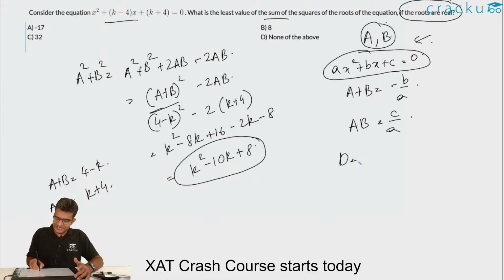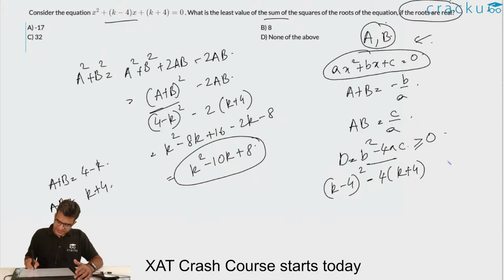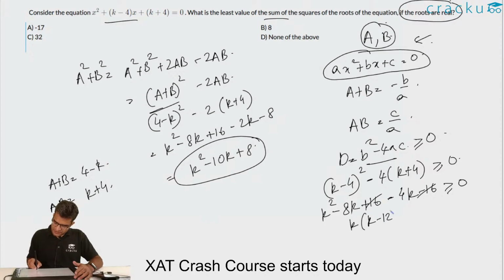The discriminant d is equal to b square minus 4ac. For the roots to be real, this has to be greater than or equal to 0. In this particular case, the value of b square minus 4ac is (k minus 4) whole square minus 4 times (k plus 4). This has to be greater than or equal to 0. That would be k square minus 8k plus 16 minus 4k minus 16 has to be greater than or equal to 0. Or k into (k minus 12) has to be greater than or equal to 0. This would mean that either k has to be less than or equal to 0 or k has to be greater than or equal to 12.